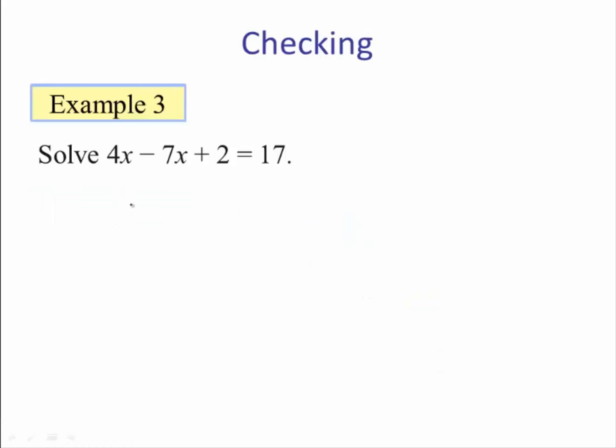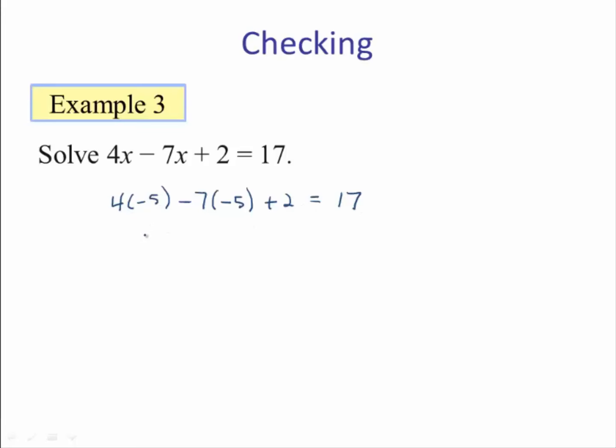To check this, everywhere we see an x, we're going to substitute negative 5. And what we hope is the left-hand side equals the right-hand side. The right-hand side is 17.